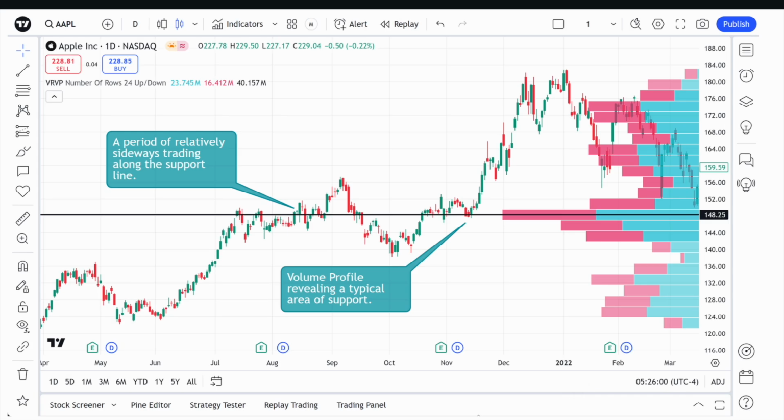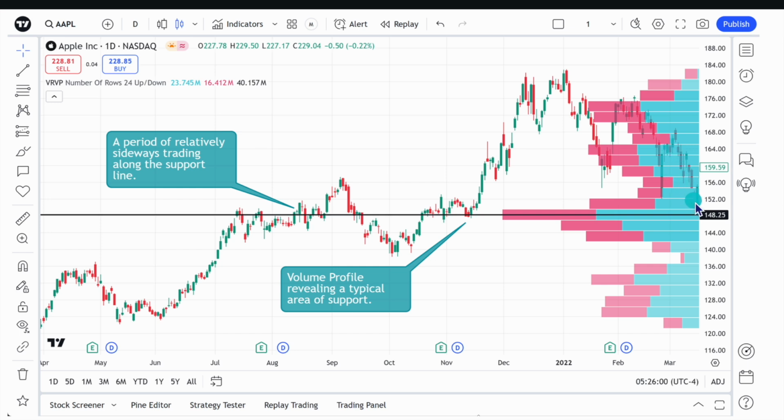So here we look at a chart of Apple. And then if you look at the price volume profile here, 148.25 was the point of control where we had a lot of volume. We have some high nodes here, and then we have some low nodes like down here where there's not much volume. Relatively sideways trading along the support line. You can see there's multiple points where Apple got to this particular price at 148.25 because that's the point of control. Now this shows a typical area of support.